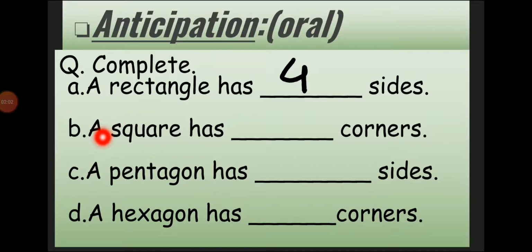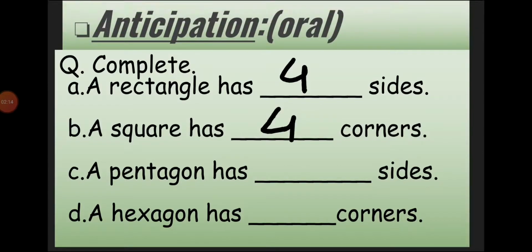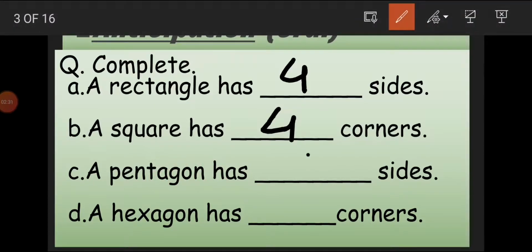Now B, a square has dash corners. A square, again a 4-sided shape with 4 corners, a closed shape. So a square has 4 corners. That's why I'm writing 4 here. C, a pentagon has dash sides. Pentagon is a 5-sided shape. It has 5 sides, 5 corners, 5 straight lines. So we can say a pentagon has 5 sides.